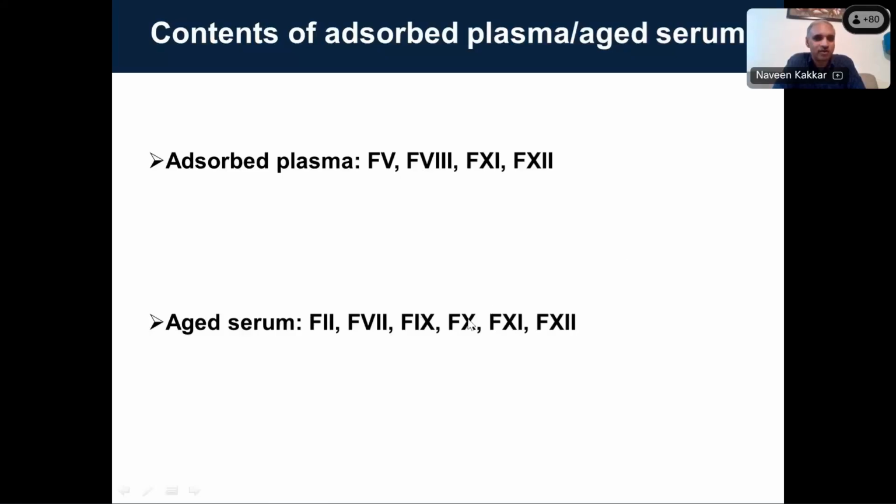Why are we not talking about 10, 2, 5, and 7? Because remember, in our case, PT was normal, which meant that 7, 10, 5, and 2 had to be normal. 7 is extrinsic pathway, and aPTT is intrinsic. So I'm not worried about those. If it's hemophilia, I'm looking at whether adsorbed plasma corrects it, which will mean factor 8, or whether aged serum corrects it, which will mean factor 9.